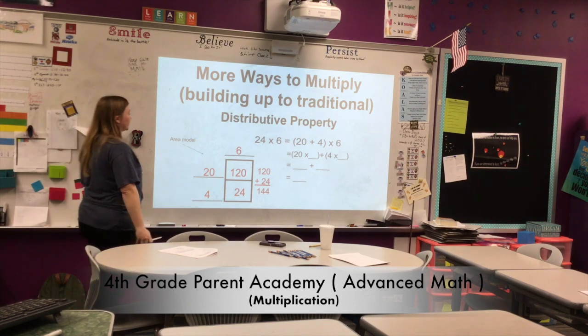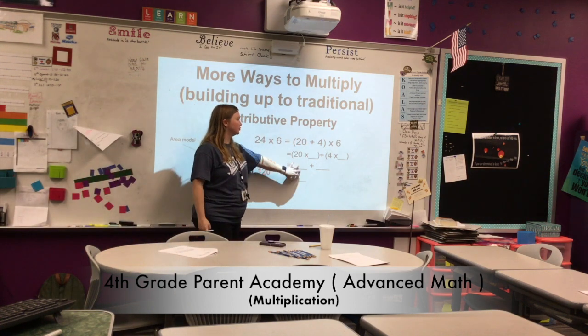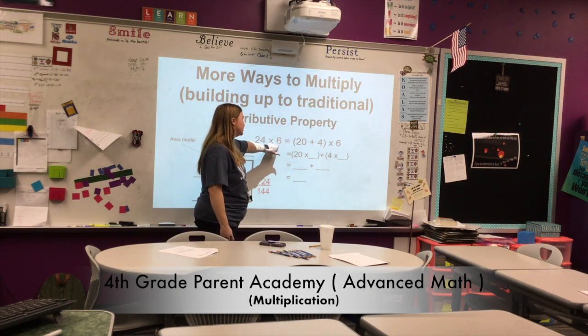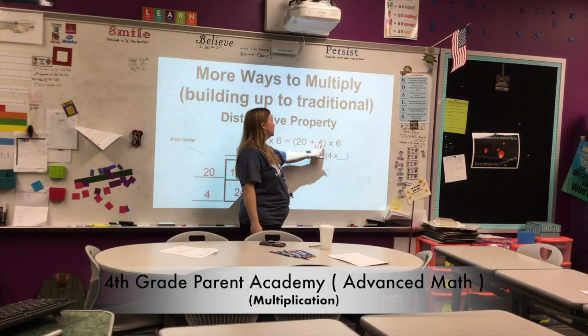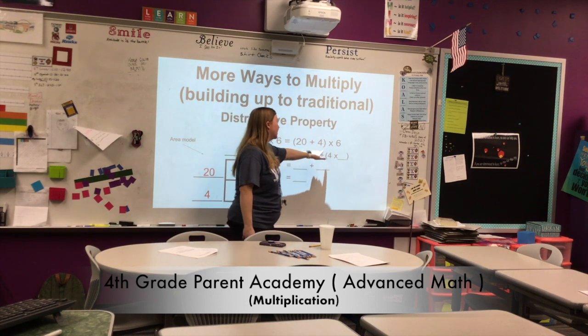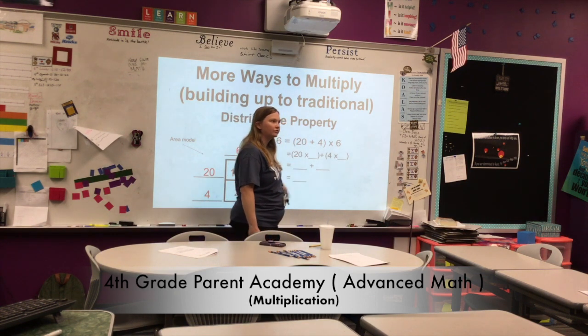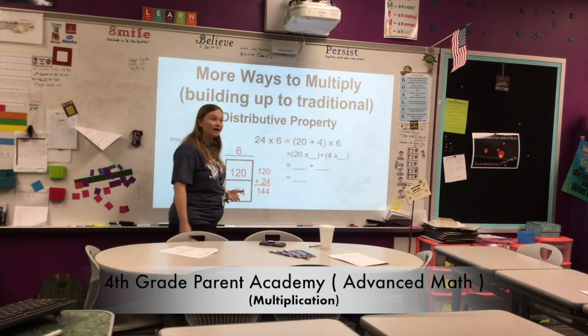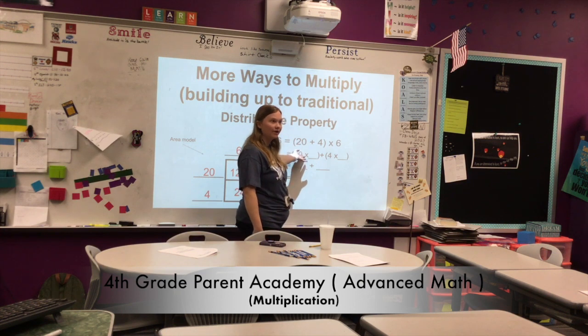So here's the area model, and I'm just going to do the distributive property beside it. So this is what I do. We break apart 24, and we keep the 6. So we have 20 plus 4 times 6. Now this probably looks like something that maybe y'all saw in middle or high school, right? Algebra. Yes, absolutely. So it's getting them ready for that.